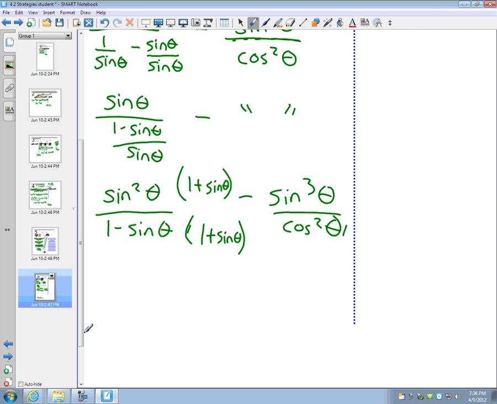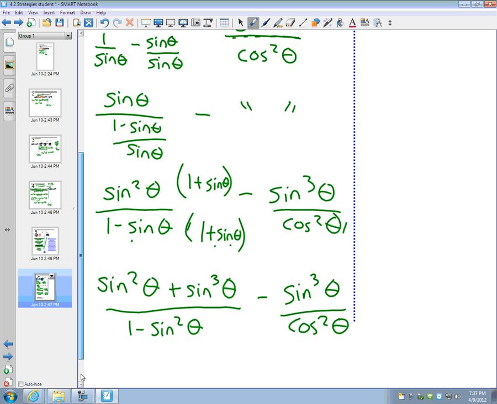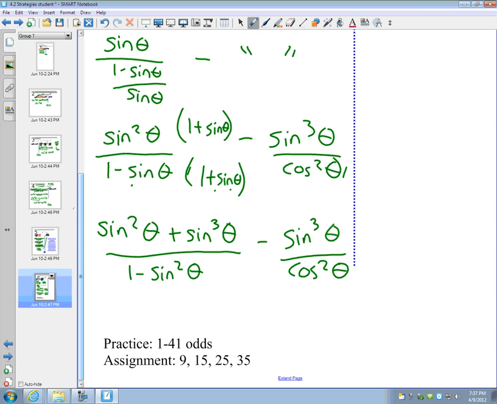So here I have, this is going to give me sine squared theta plus sine cubed theta over 1 minus sine squared theta, because those are conjugates, is that the word? Yeah, that's going to give me 1 minus sine squared theta, sine cubed theta over cos squared theta. And I know this is a tough example, but doing a tough example shows where we're going. Just ignore this. Okay? So I have, this is the same as cos squared theta. So now I can combine my numerators.